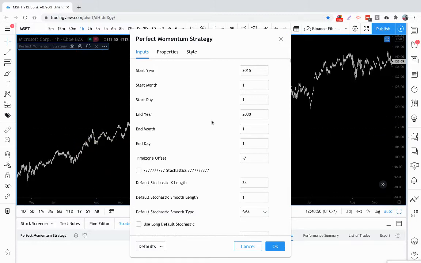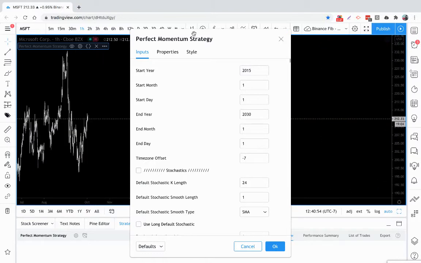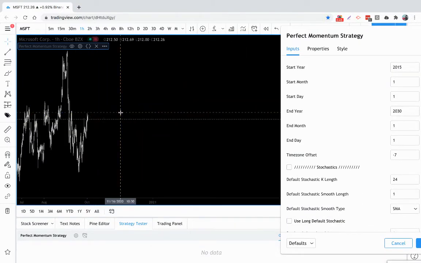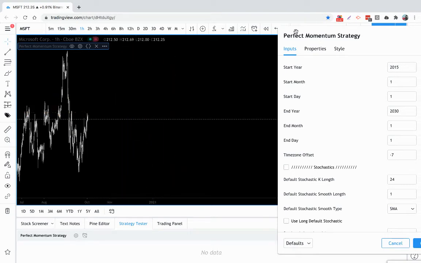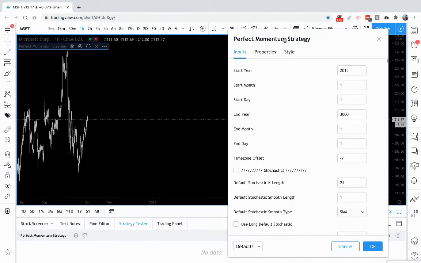If you are also looking to do a strategy that will continually move forward in the future as new data in price paints, you can put a future date on here, as I have, 2030, or you could make it even something like 3000. And that way, as new data comes in, your strategy will keep moving forward as your settings are set.